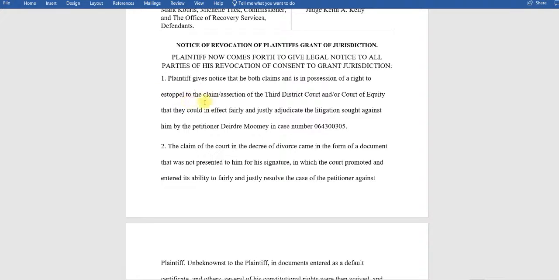Okay, you might want to look into estoppel, notices of estoppel, certificates of estoppel. To the claim of the Third District Court, or the Court of Equity, which is your child support, family law court. That's what they want. They just want money. They want equity. That they could, in effect, fairly and justly adjudicate the litigation sought against me by the petitioner, my ex-wife, in the case number from '06, and here's the divorce decree number.